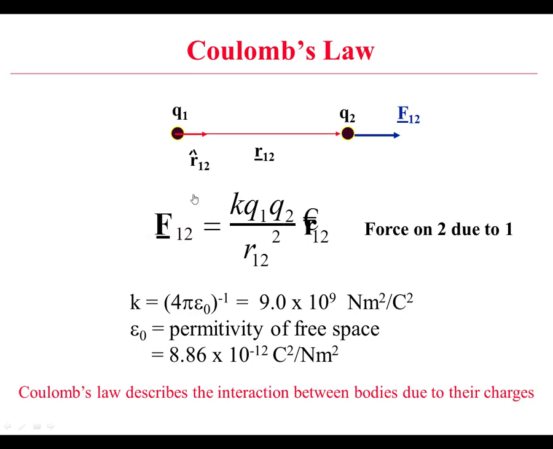The force between two charges equals k multiplied by q1 multiplied by q2 per square of the distance, where k is the constant 9 multiplied by 10 to the 9th degree, q1 and q2 are the values of the two charges, and r is the distance between the two charges. And k can be derived as 4 multiplied by pi multiplied by epsilon zero to the power of minus 1, where epsilon zero is the permittivity of free space, 8.86 multiplied by 10 to the power of minus 12.